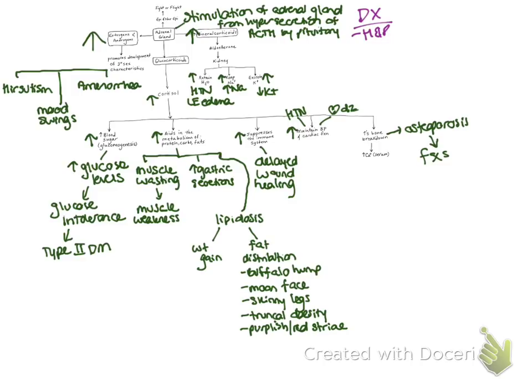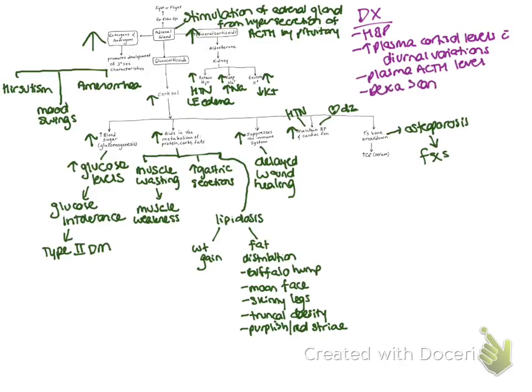Diagnostics, obviously, again, H&P, including their mental status because of the mood swings and everything. We're going to have increased plasma cortisol levels that are going to be higher. Their plasma ACTH levels are going to be higher, especially when we're talking about Cushing's. The dexamethasone suppression test, and what happens is that when we try to suppress it, the ACTH remains high because the tumor is going to continue to secrete. We can get a 24-hour collection for free cortisol.